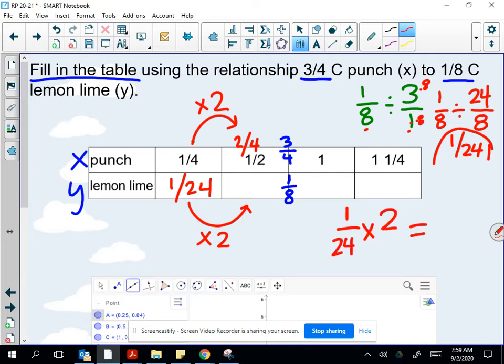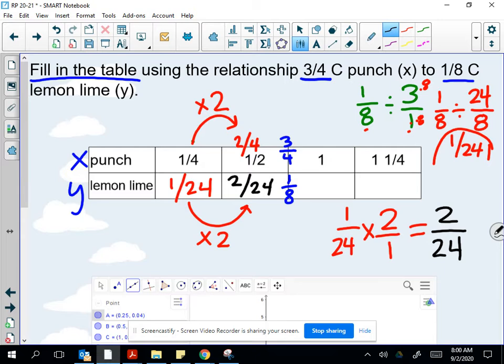times 2. The most common mistake I've seen with this, and it's happened across all 3 of my classes, is that students forget that 2 as a whole number is written as a fraction 2/1. And so the mistake they make is they multiply the numerator and denominator by 2. Keep in mind when we multiply fractions, we multiply the numerators across. 1 times 2 is 2. And then you multiply the denominators by each other. 24 times 1 is 24. So when I have a half a cup of punch, 2 24ths of that is lemon lime. We won't simplify these right now.